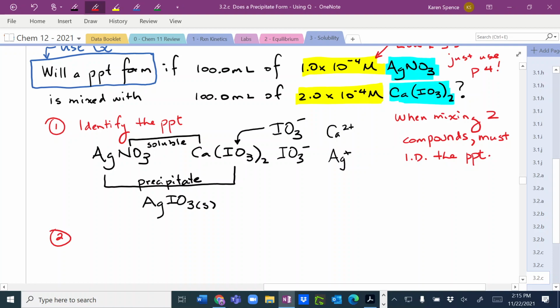Number two, you can choose which direction you go here. You can either find your ion concentrations first and then do your solubility equilibrium and your Ksp, or you can do solubility equilibrium and Ksp and then find your ion concentrations. I'm going to start with ion concentrations because they're a little bit complicated and I'd like to make sure we work through that, okay? So find the ion concentrations.